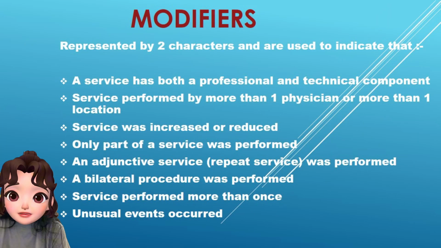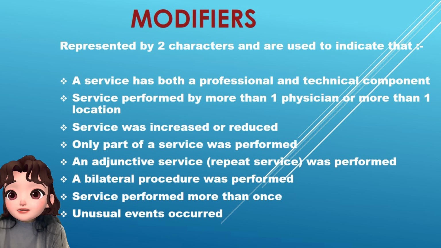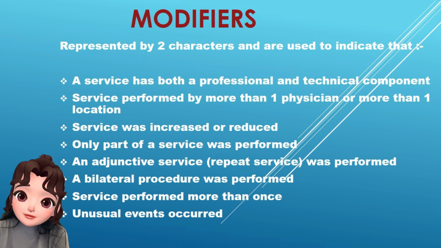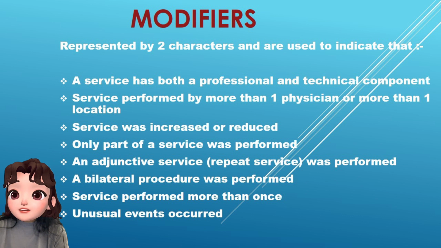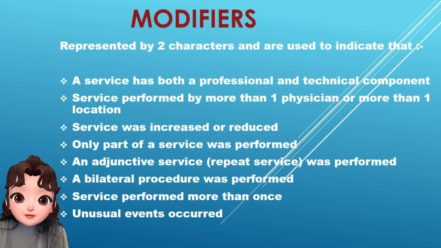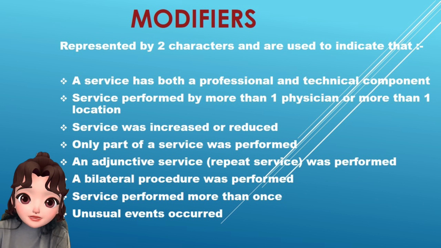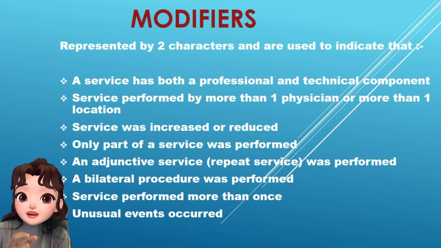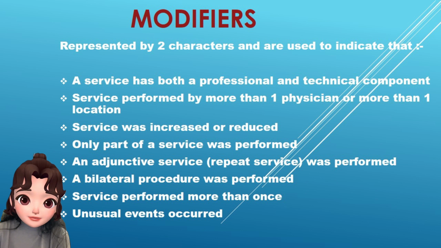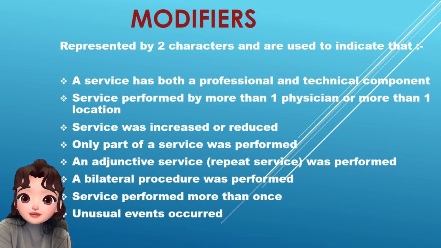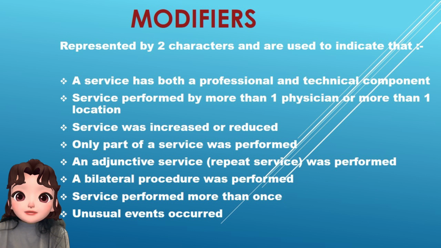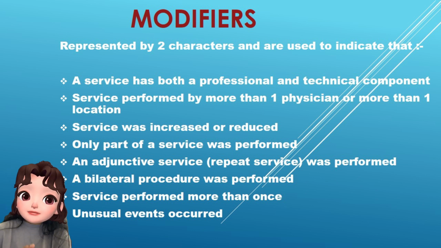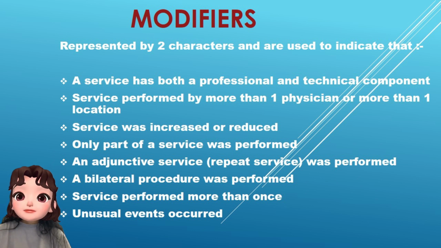Now, modifiers. Modifiers are always represented by two characters that are used to indicate that a service has both a professional and a technical component, or that a service was performed by more than one physician or at more than one location. If a service is performed by two physicians, we can mark it by using a modifier. There are different modifiers for each and every service. Like professional component, it's a separate modifier, technical is a separate modifier. If it is a bilateral code, it will be a separate modifier, etc.